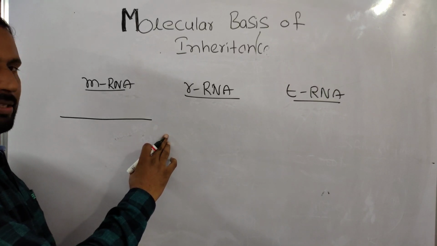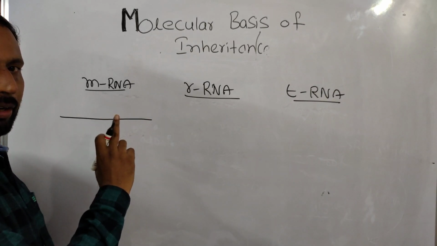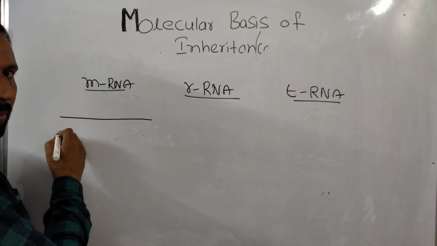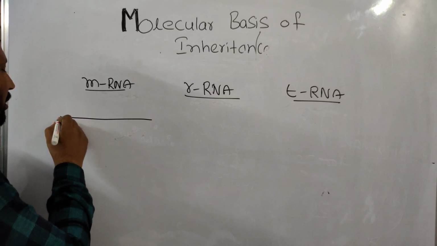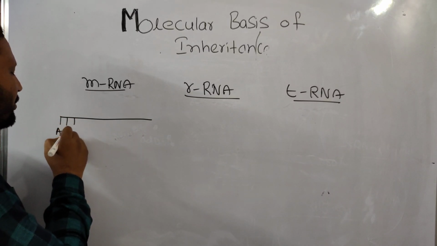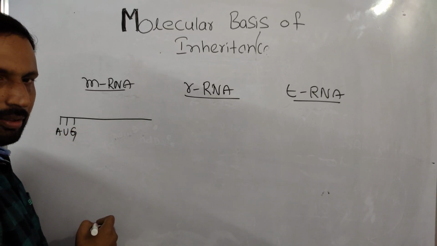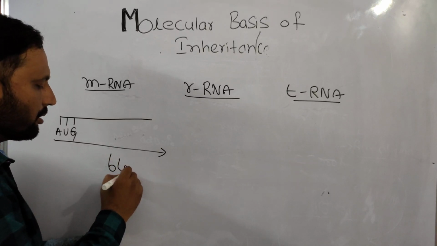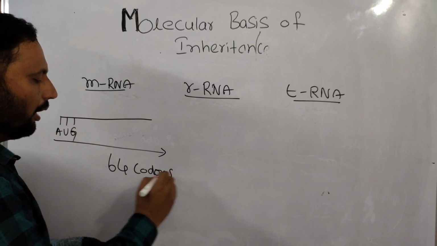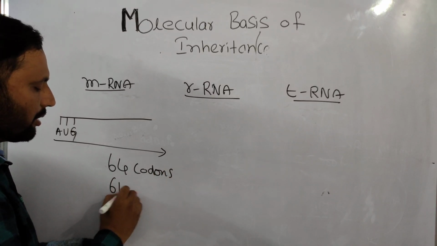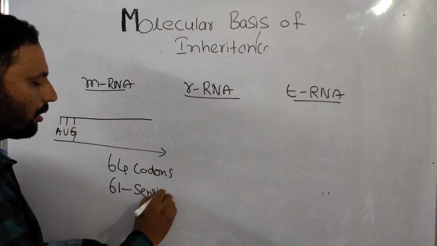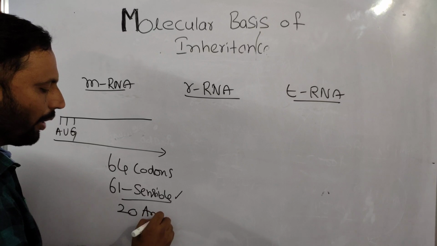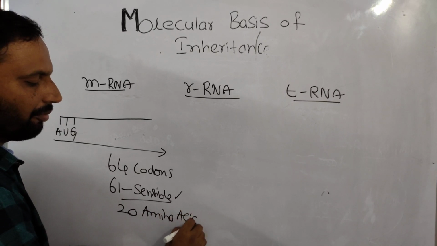When you go to the structure point of view, mRNA is a single polynucleotide strand, unfolded, no foldings. In the mRNA, nucleotides are present in the form of triplet codons. The first codon is AUG, that is the initiator codon. Like that, in total how many codons are possible on mRNA? 64 codons are possible. Of those 64 codons, 61 are sensible codons. 61 codons code for 20 types of amino acids.